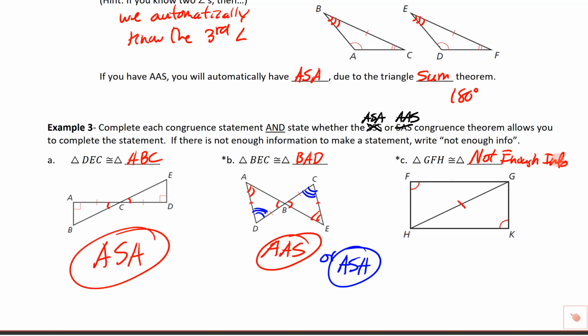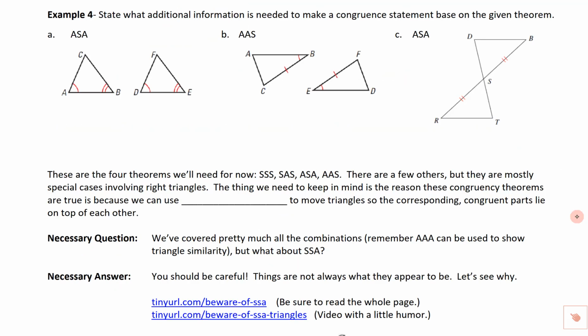Okay, let's look at the other side. It says, state what additional information is needed to make the congruent statement based on the given theorem. So again, the theorems that we learned today. So we need angle, side, angle. Well, this one's pretty clear. If we're going to show that this one is congruent to that one using angle, side, angle, it's got to be this one right here. So we're going to need that side AB is congruent to side DE. So we'll mark that one down.